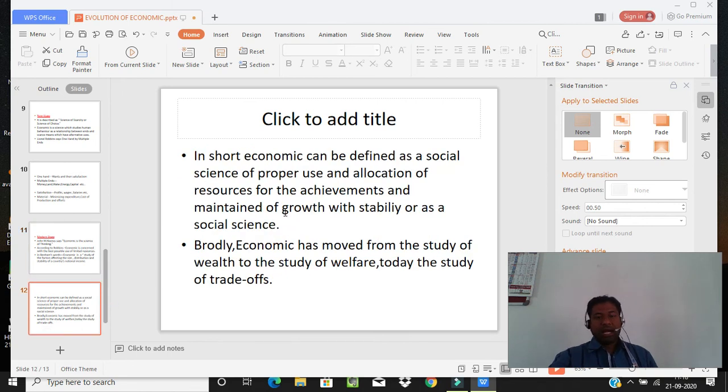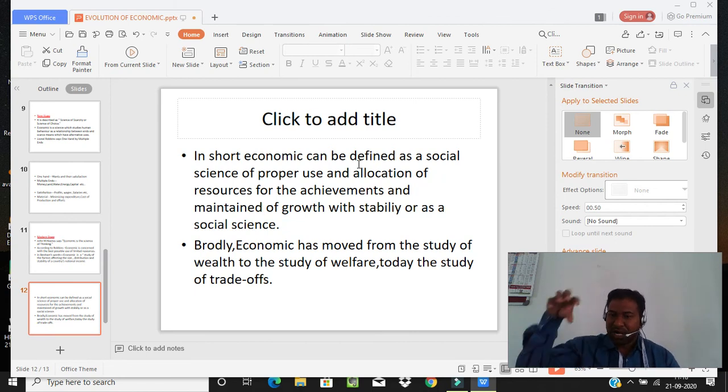And in short, economics can be defined as a social science of proper use and allocation of resources for the achievement and maintenance of growth with stability. That means whatever things we have, we have to utilize in a proper way and allocate it. That means we have to adjust the right person at the right place at the right time. We have to take out the work by the employees, deliver the product, manufacture the goods, and generate the right economy, right funds.